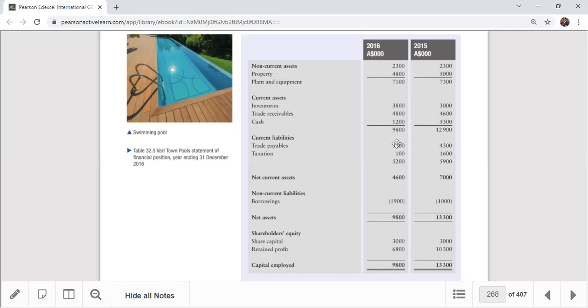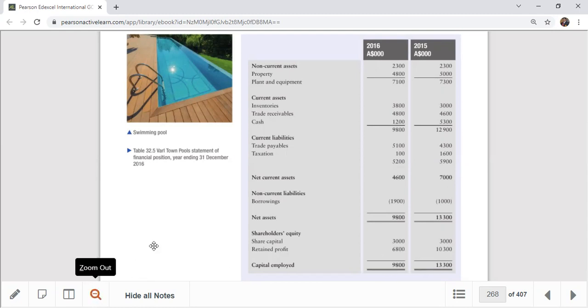And also in the current liability section, you can see trade payables have gone up, taxation, and then total current liabilities drop. The working capital, the net current asset figure, has gone down. Working capital means current assets minus current liabilities. So the organization has a liquidity problem, which we can see again: 7,000 to 4,600, gone down. And the non-current liability section improved a little bit by 900,000, and then the shareholder equity position has gone down because retained profit has gone down because of the loss-making, from 10,300 to 6,800. So capital employed: look, owners' equity has gone down from 13,300 to 9,008.